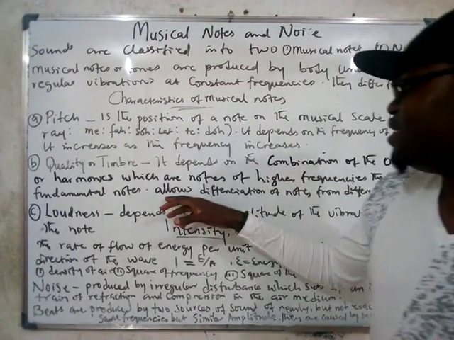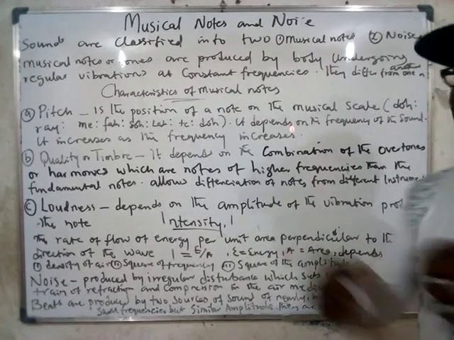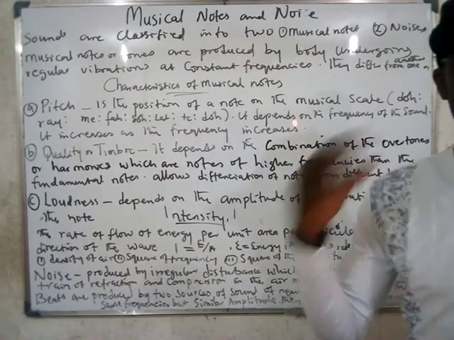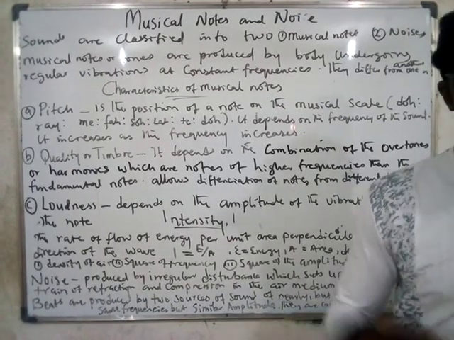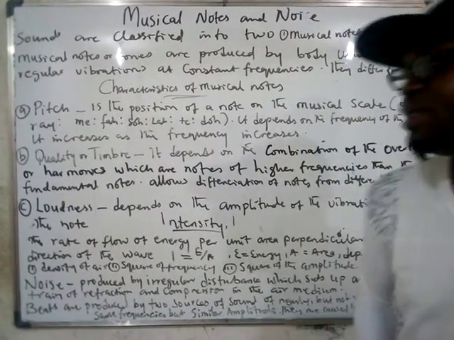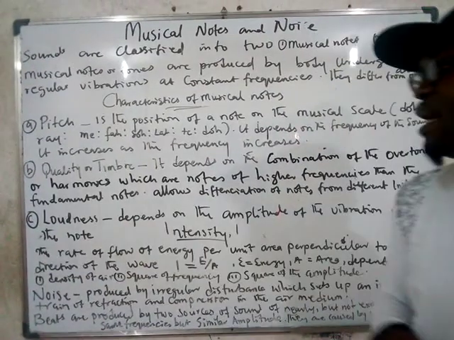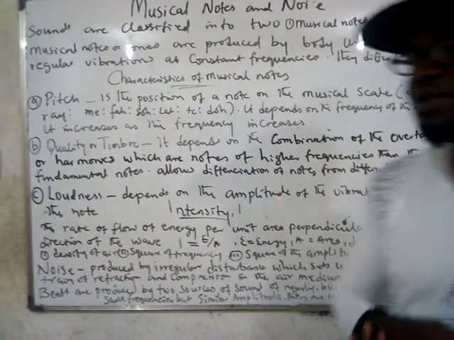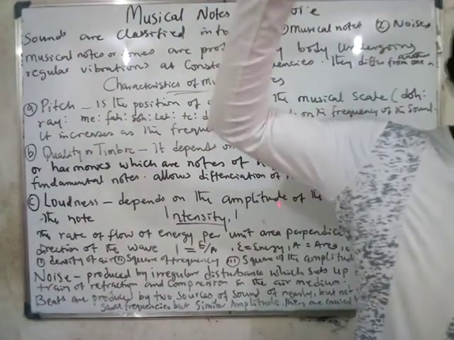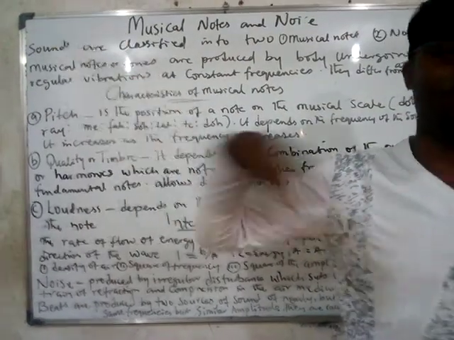Now, this quality helps you to differentiate notes that are coming from different instruments. If you're playing a guitar or a drum, the quality of the sound tells you that this sound is coming from a guitar, this sound is coming from a piano. Thirdly, we have loudness, which depends on the amplitude of the vibration producing the note. So if the amplitude of the vibration producing the note is large, you have a loud sound.